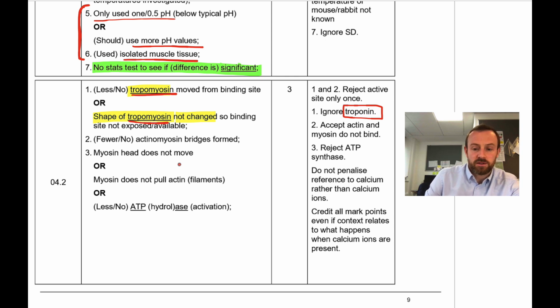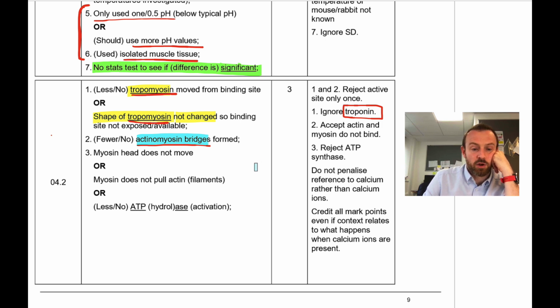I'm not sure if I would have said this, actinomyosin bridges. I would have said cross bridges. I'm not sure I would have got the mark. Was it a 3 marker? Yes, it was a 3 marker. So this is some language I need to learn. Actinomyosin bridges. Fewer or no actinomyosin bridges formed.